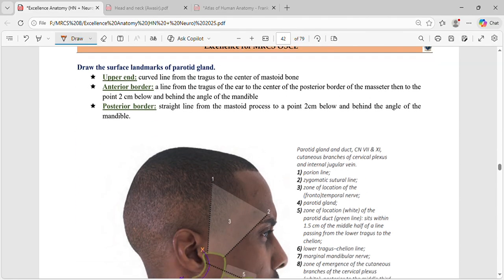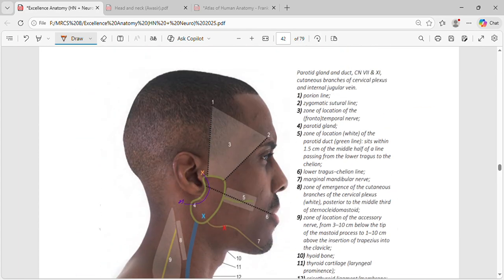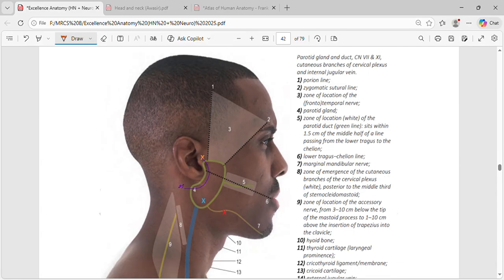Okay, so this is very important and confusing. I will go through this quickly. Here, how to locate, or you can say the surface anatomy of the parotid gland. So remember the surface anatomy of the parotid gland, clear cut and forever.